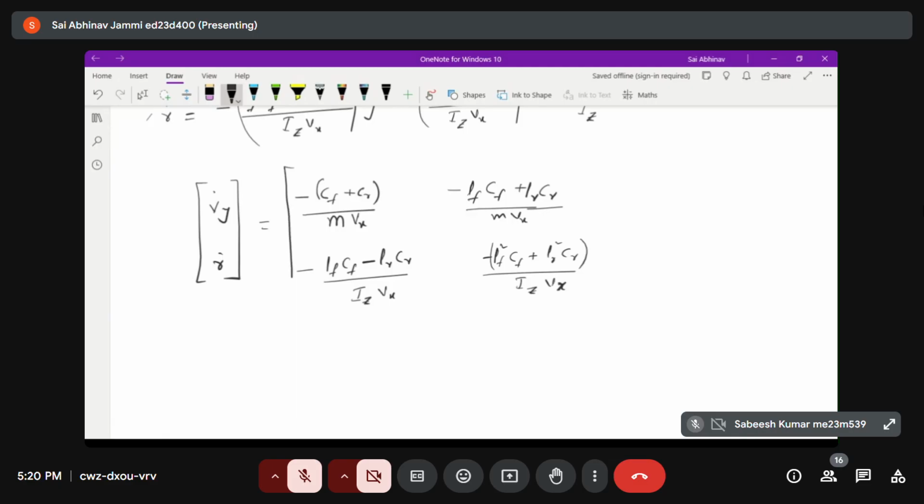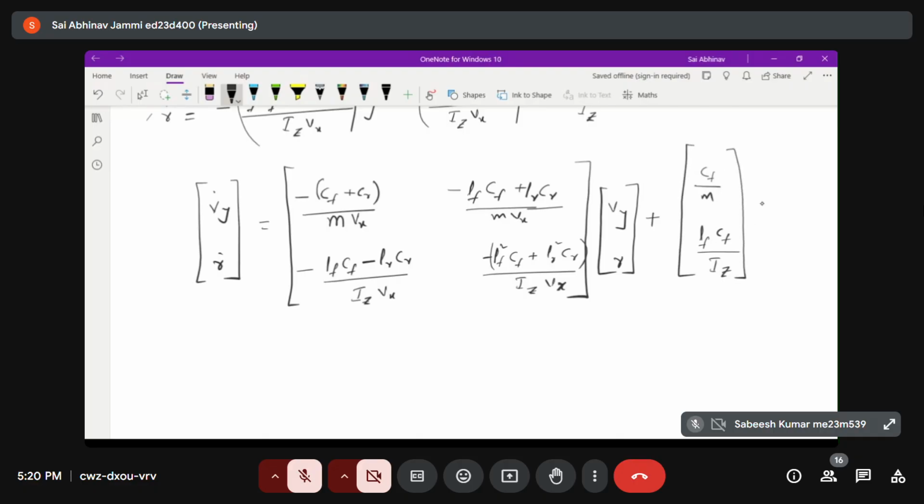So this will be my, which matrix is this? This is my A matrix. So into Vy and R plus B times the input. The input is the steering input, that is my delta. So it will appear in the second term like this. Delta. So this is my state equation.